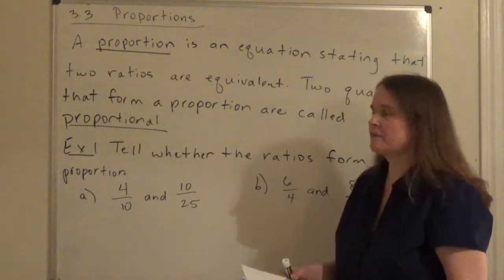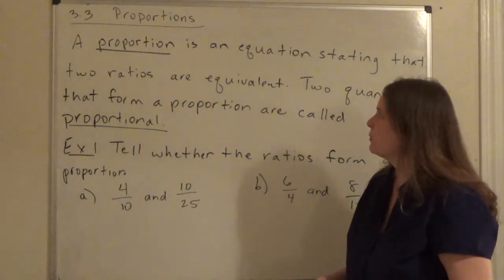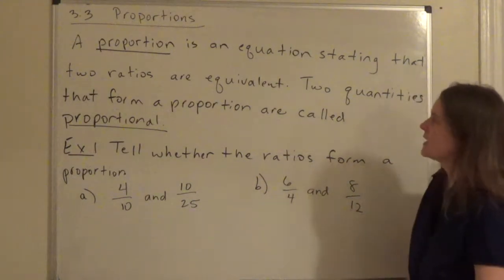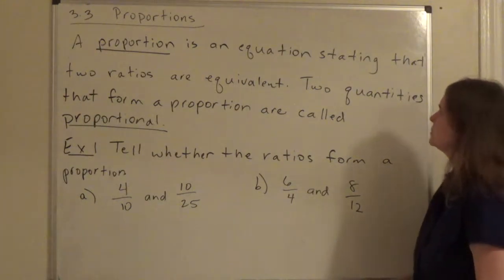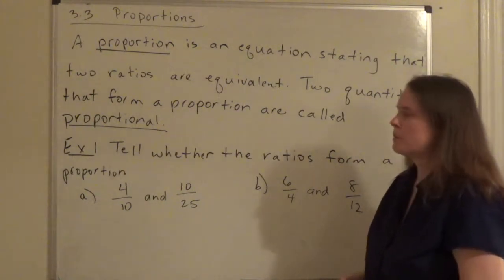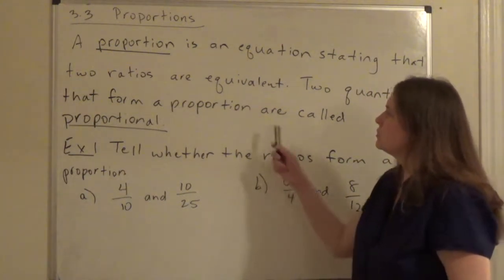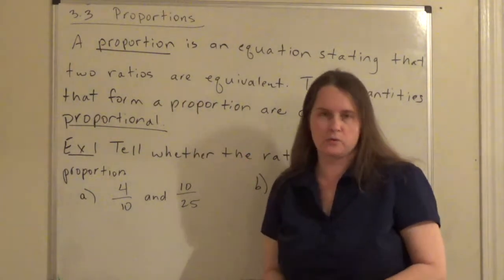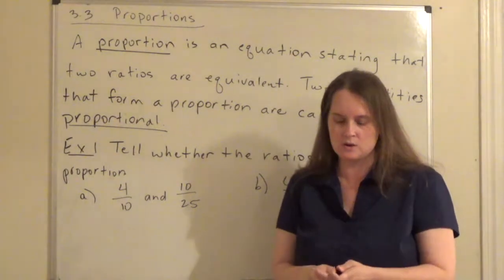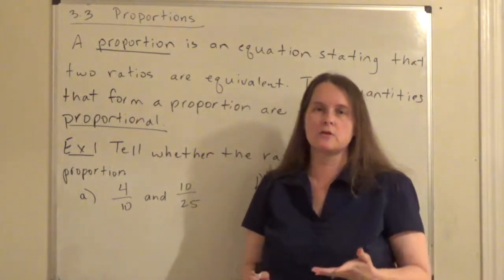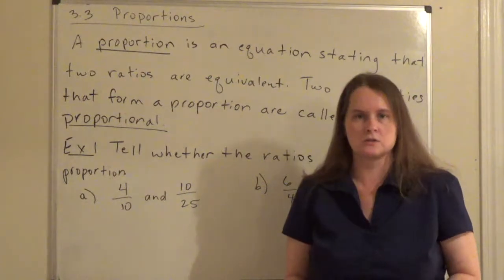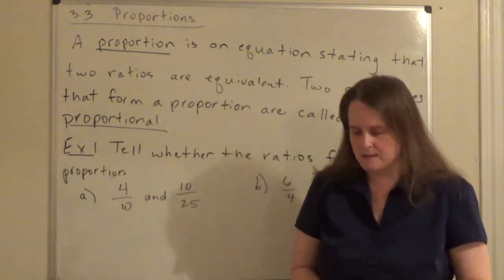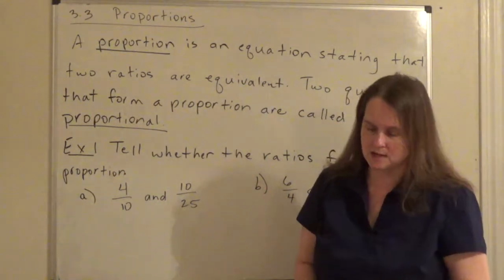So we're going to start with the definition of a proportion. A proportion is an equation stating that two ratios are equivalent. Two quantities that form a proportion are called proportional. So two ratios are equivalent. You can think of that as two fractions that are equivalent. You can think of these problems as determining whether or not they create equivalent fractions. So you can just keep that in the back of your mind as we go through these.